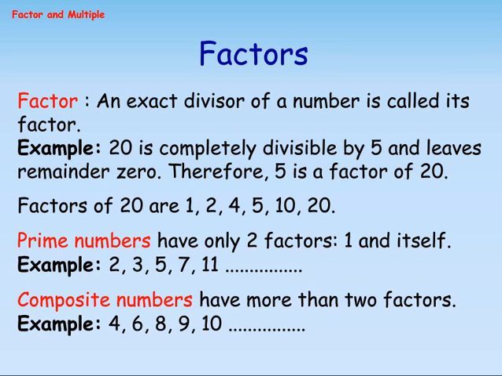Prime numbers have only two factors, 1 and itself. Example, 2, 3, 5, 7, 11. Composite numbers have more than two factors. Example, 4, 6, 8, 9, 10.